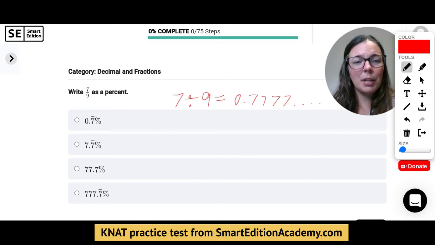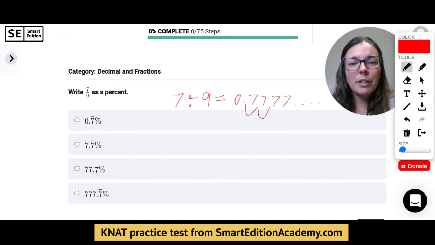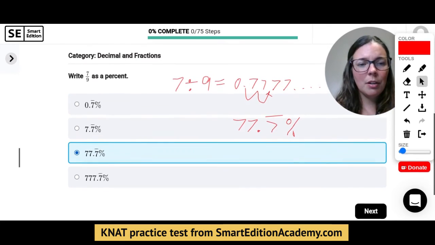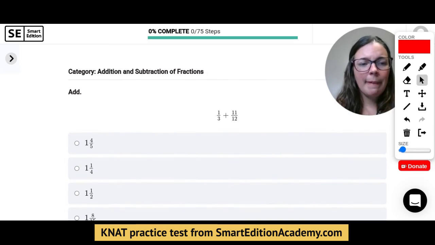0.7777, right? It's 0.7 repeating. So to turn this into a percent, I need to swoop it to the right twice. So this would become 77.7 repeating, right? The 7 repeats over and over and over again, percent. So 77.7 repeating percent would be our third option.